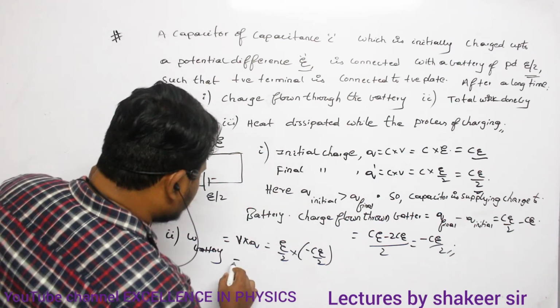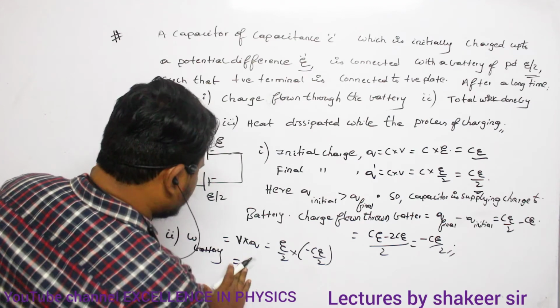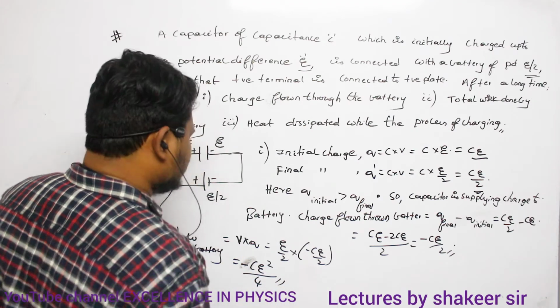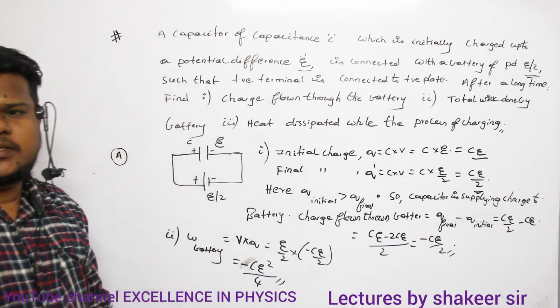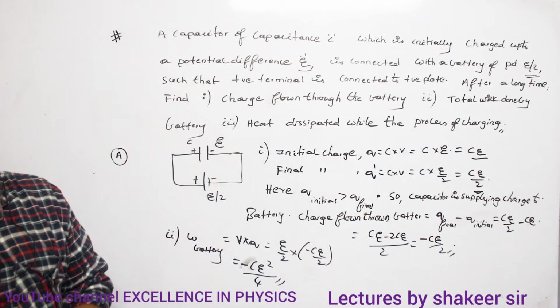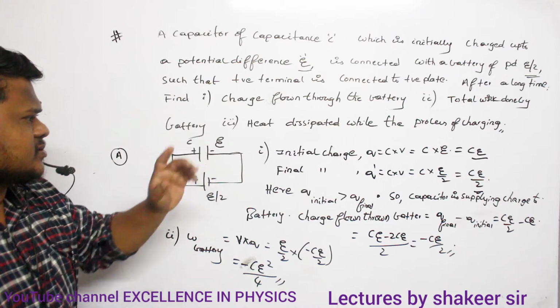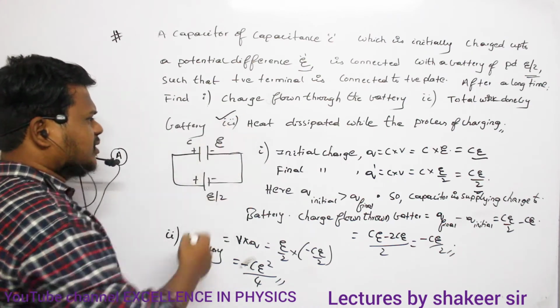It is equal to minus CE square divided by 4. That's all. So minus CE divided by 2 times E by 2 gives minus CE square divided by 4. So this is the work done by the battery. Are you able to understand? So the second question also we have calculated.